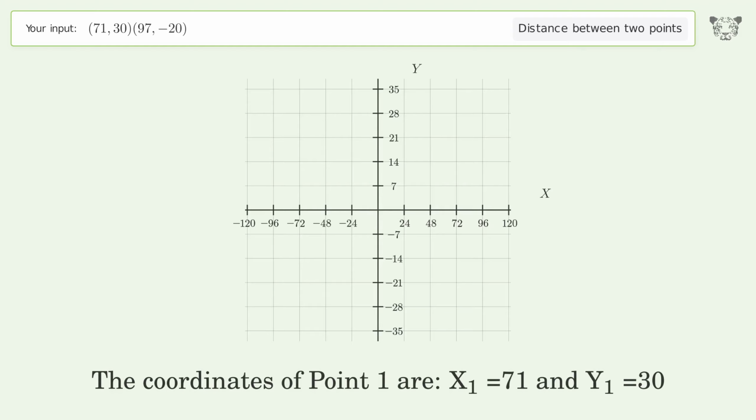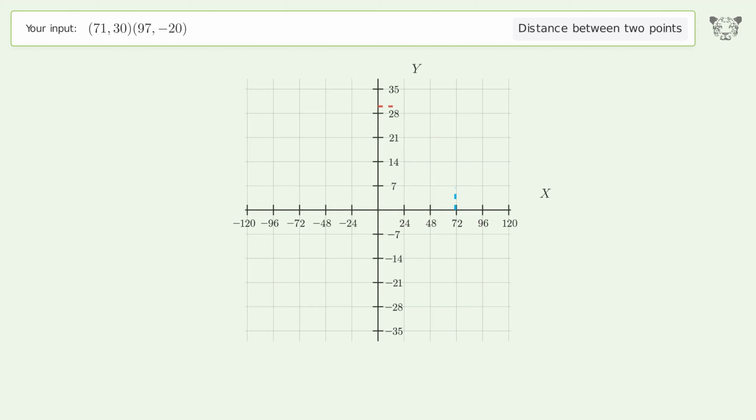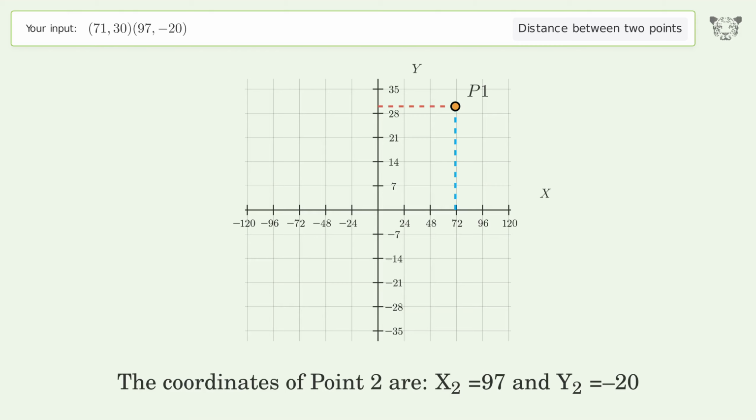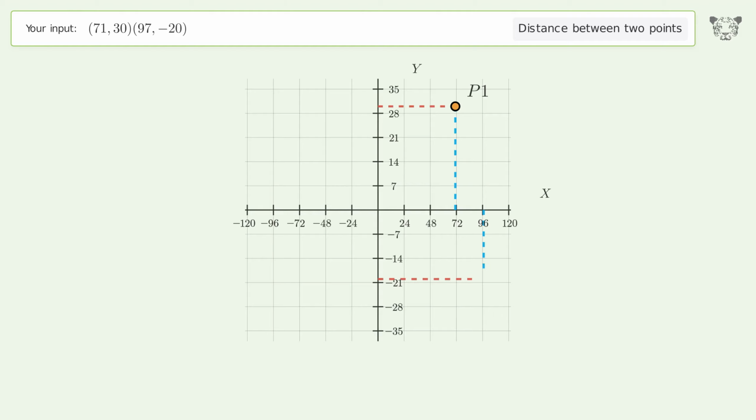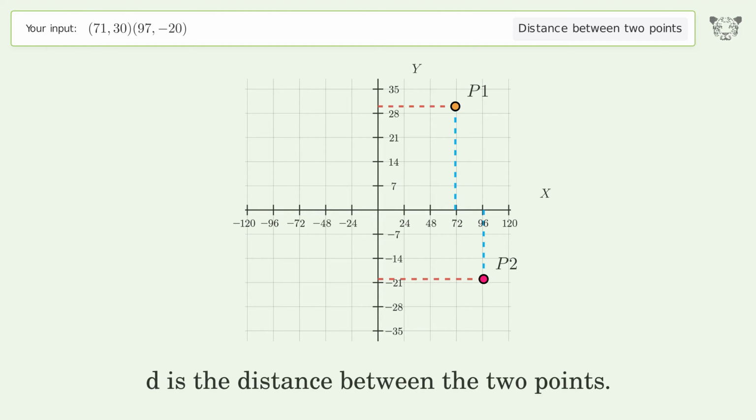The coordinates of point 1 are x1 equals 71 and y1 equals 30. The coordinates of point 2 are x2 equals 97 and y2 equals -20. D is the distance between the 2 points.